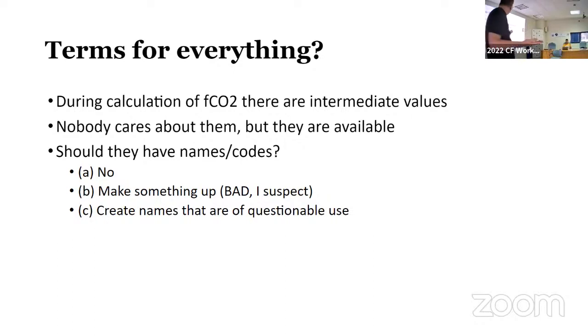For provenance and all that kind of thing, should they have names and codes? Maybe not. Maybe you put something in there as a placeholder, probably a bad idea, but I bet someone has done it. Or we create names that are of questionable use. I don't know how you'd put it, but they may be of use to someone, they may not. It's acceptable not to have them, but I'm just kind of interested in where that line gets drawn.